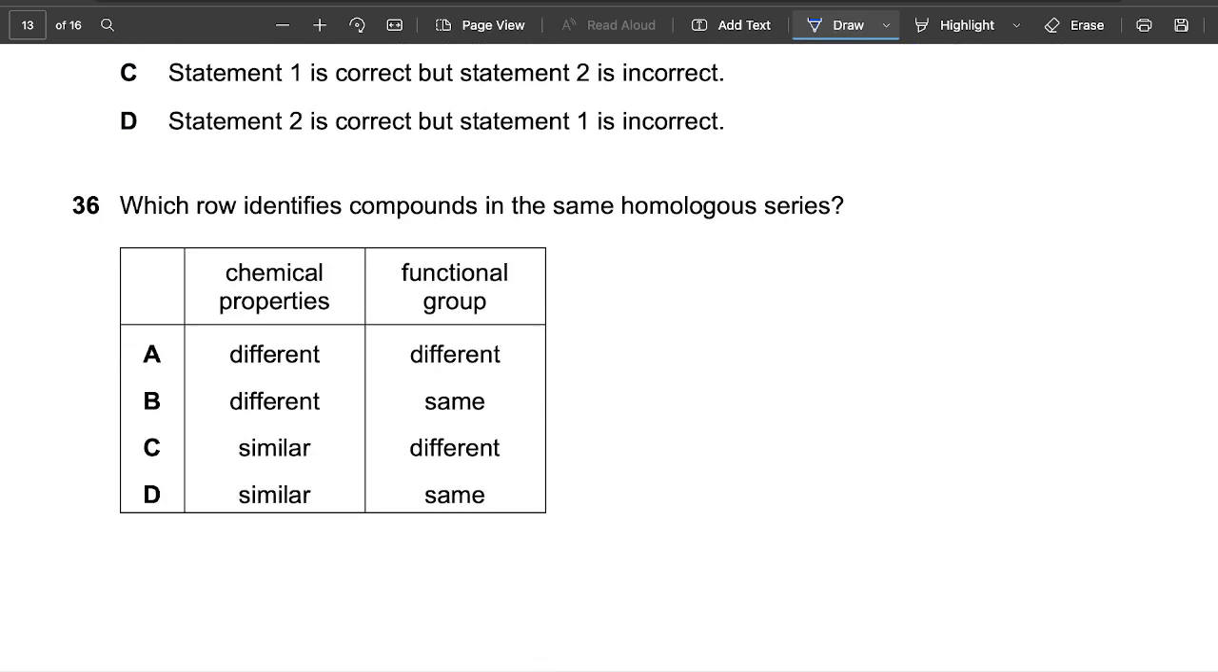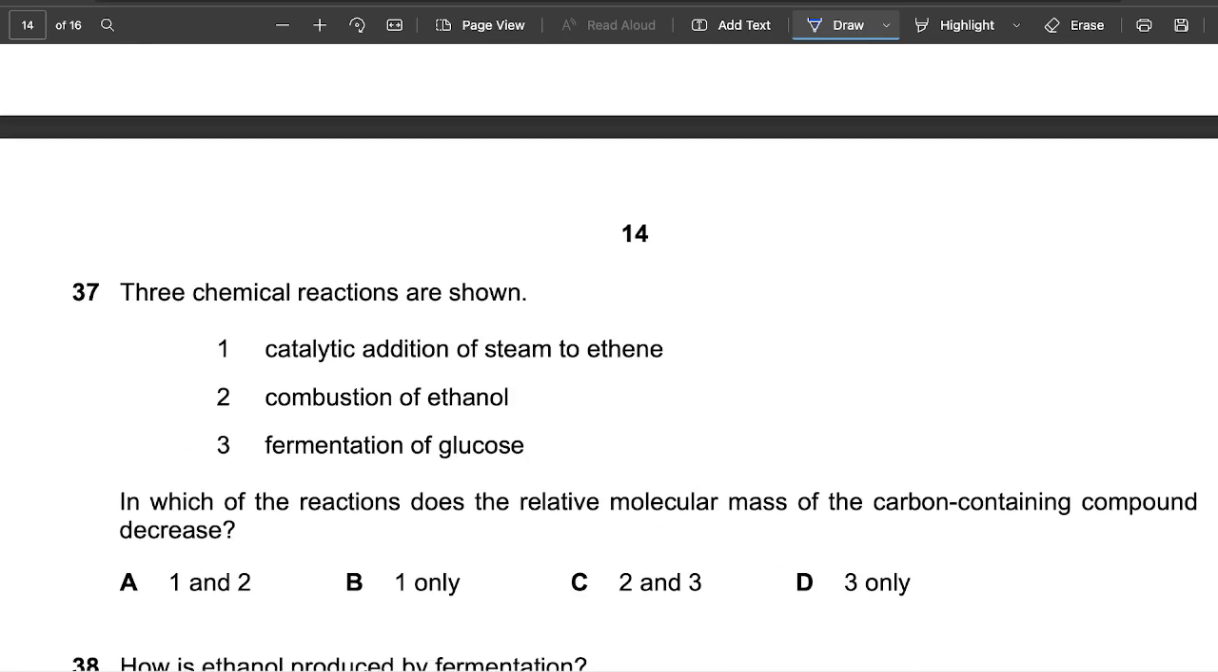Which identifies compounds in the same homologous series? Same homologous series, they have similar chemical properties because of the same functional group. Now, a functional group is the reason for the similar chemical properties. Move on to number 37.